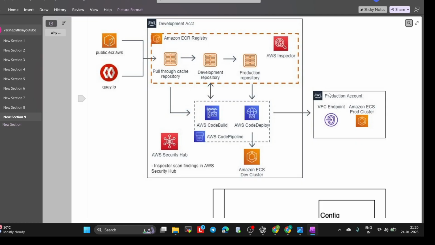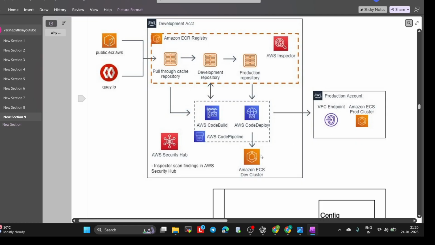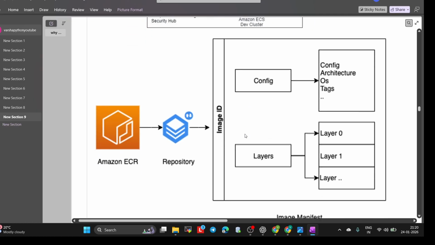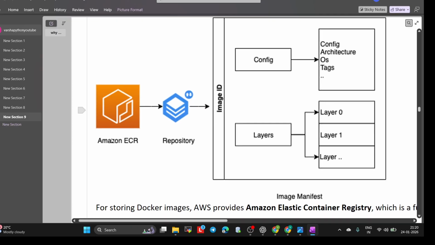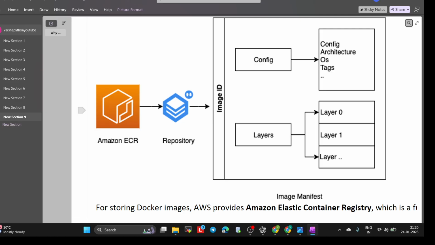Another important aspect shown here is the ECR. If you will see ECR, you may think, what is another important thing in that ECR.